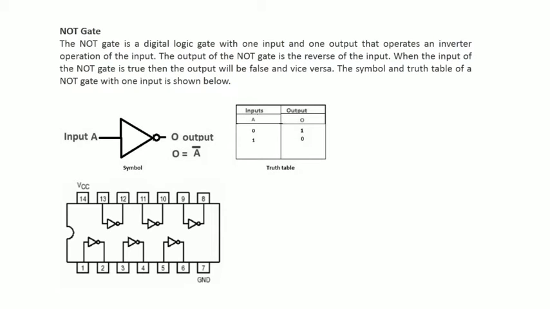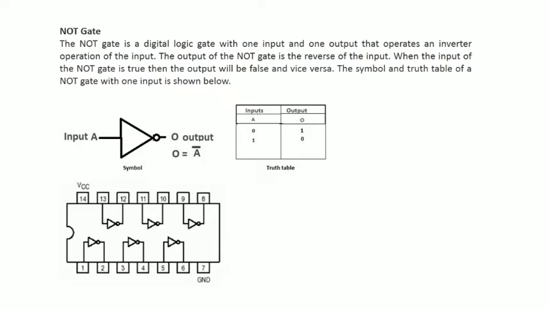We'll proceed to the next gate, that is the NOT gate. The NOT gate is a digital logic gate which has one input and one output. We also call this gate an inverter gate. That means if the input is 0, the output will be 1, or if the input is 1, then the output will be 0. This is the symbol for the NOT gate. We are observing a bubble at the output that indicates the inversion or the complement of the input.